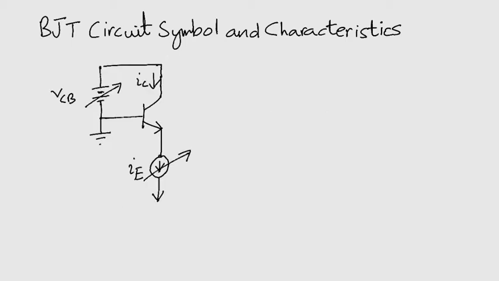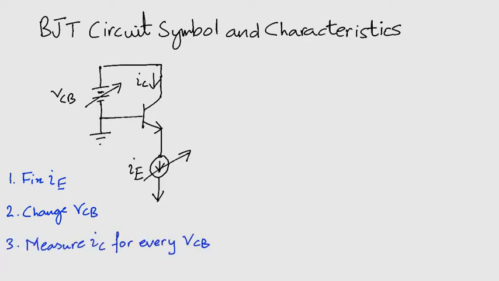Consider this conceptual circuit. We are going to draw a graph of IC versus VCB for various values of IE. To do that, we first fix IE to some value starting from 0. Then we are going to change the value of VCB. We will then measure IC for every VCB. We will then change the value of IE and repeat the whole procedure.